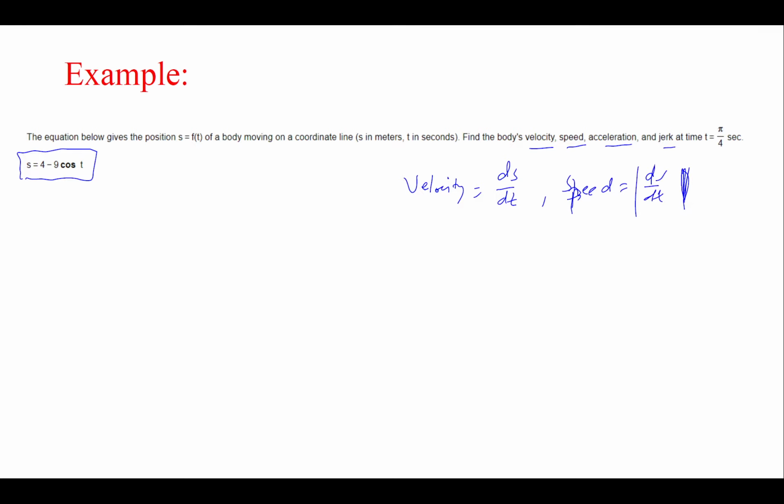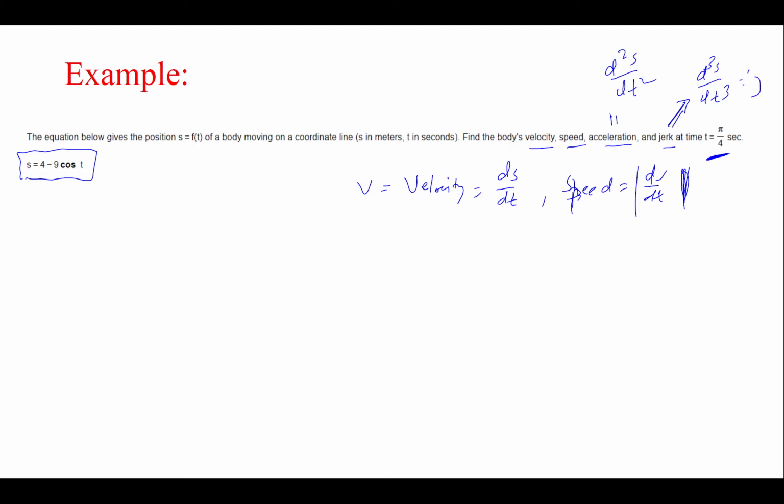And acceleration is the double derivative of the position function. Finally, jerk is the triple derivative of the position function. So we need to find the derivative of this initial function 3 times, and we need to find all this information when time t is pi over 4. Okay, so let's do that. Let me write velocity as v, acceleration as a, speed as s, and jerk as j.